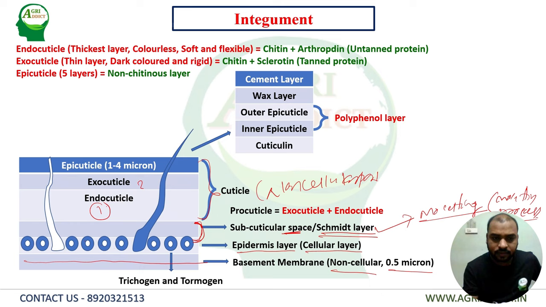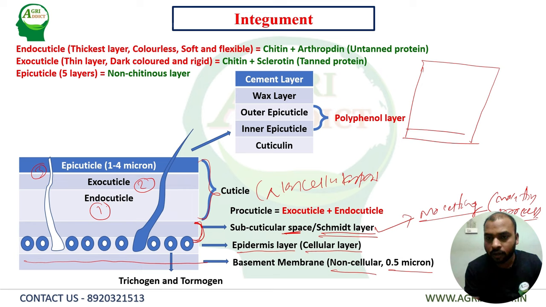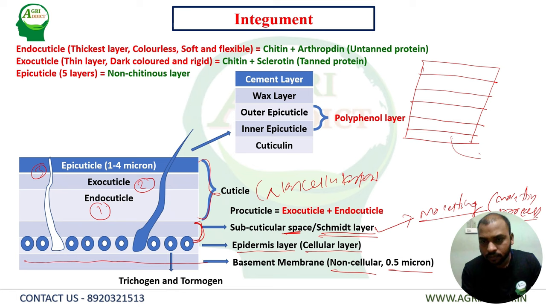So remember by this simple diagram, don't be confused with some complex diagram. Simple diagram I am telling you. Here is the first layer, here is the second layer, here is the third layer, these are the fourth. You see, first is what? Basement membrane, that is non-cellular. Second is what? Second is epidermis, that is cellular layer.